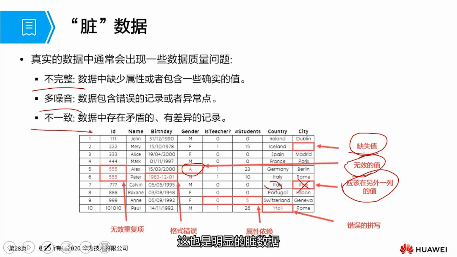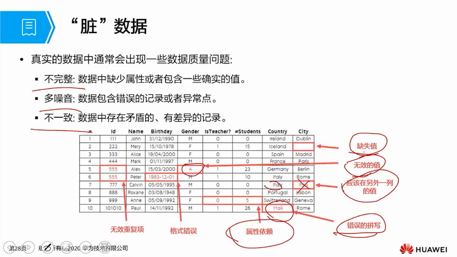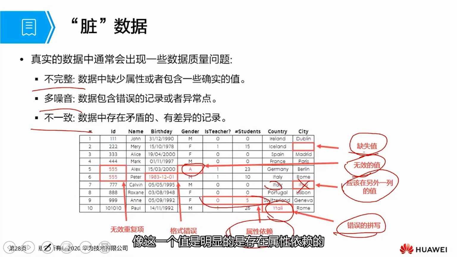This is also obviously dirty data. Incorrect spelling. Clearly this is a spelling mistake. It does not exist in any country. No country has this word as its name. There are also attribute dependencies. This is obvious, like this value. It has attribute dependency. These two features exhibit obvious attribute dependencies. This is also incorrect here.